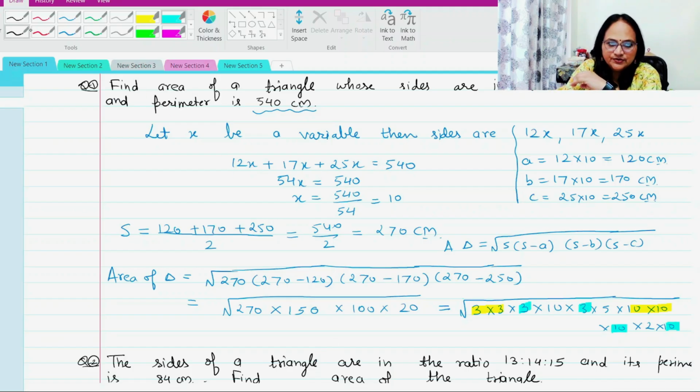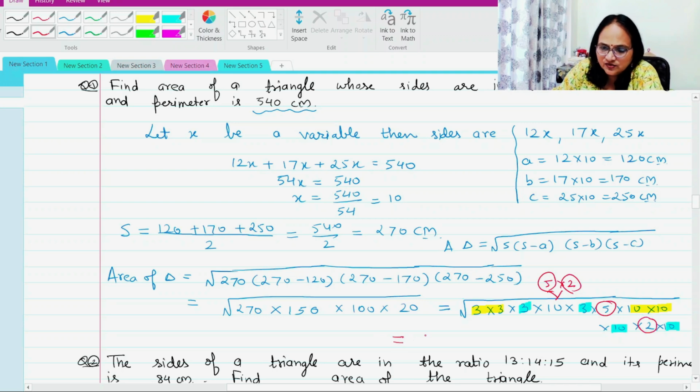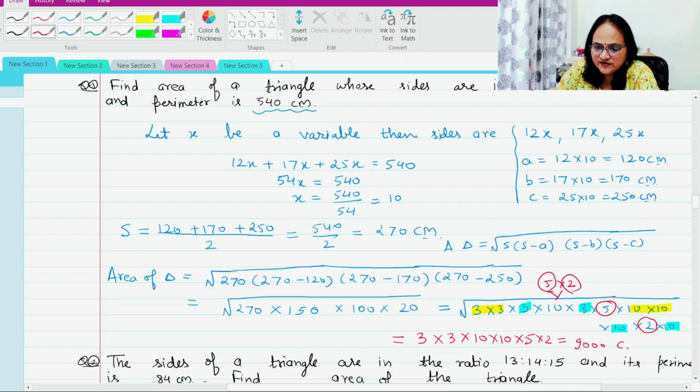One more thing we can do. This 10 can be written as 5 into 2. So we will get a pair for 5 also and for 2 as well, right? So all the numbers are paired. So I can write the square root as 3 into 3 into 10 into 10 into 5 into 2. So the answer is 9000 centimeters square.